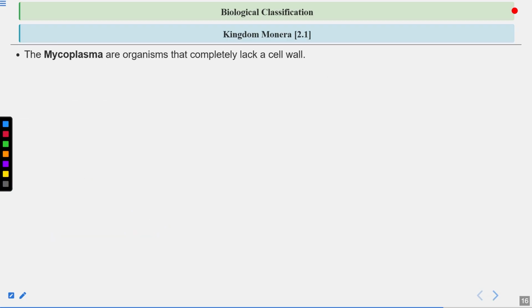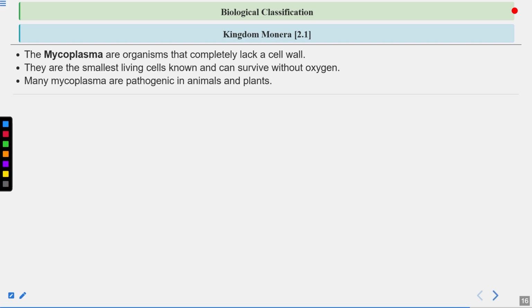Okay, let's talk about the mycoplasma. Mycoplasma lack the cell wall. Because they lack the cell wall, they are the smallest known living organisms and they can survive without oxygen. Mycoplasma are pathogenic in animals and plants. They can cause a lot of diseases in plants and animals.